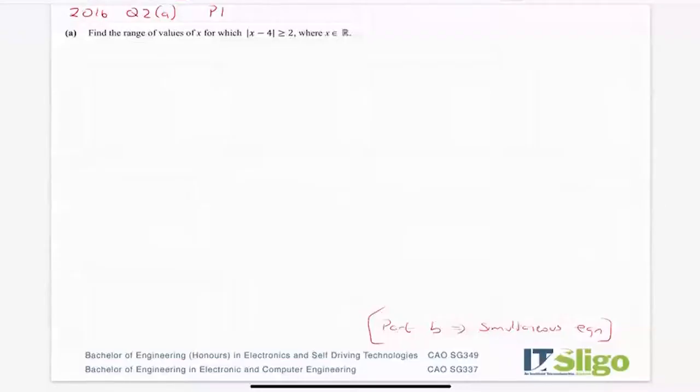Right, let's have a look at the 2016 question because that was on Modulus, or part A of it. Part B, like I've said here, was on simultaneous equations. So I'm not going to do that here. I'm just going to concentrate on the modulus part.